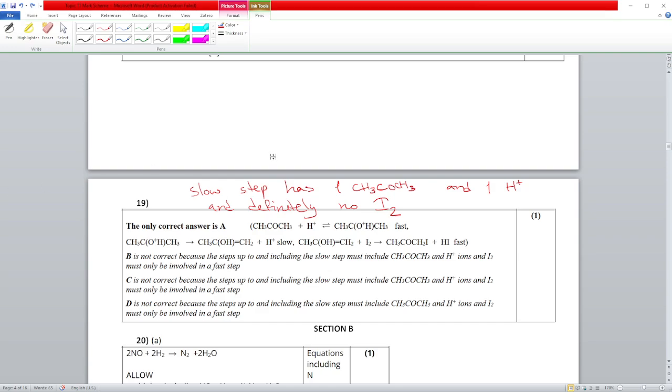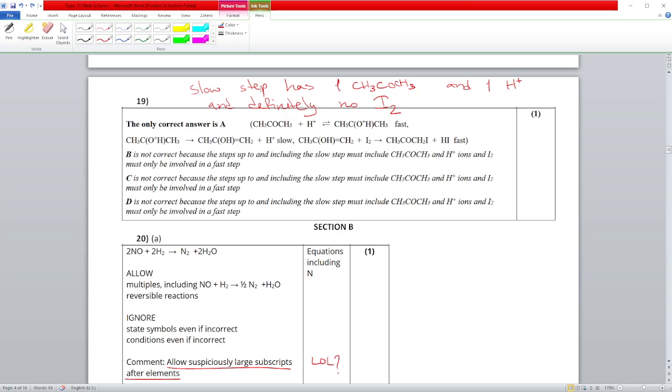Question 19, slow step has one of these, so it shows you, right? Rate is k times of this reactant, CH3COCH3, times H+. It's first order for the CH3COCH3, and it's first order for H+, and there is definitely no I2 in the slow reaction at all, because it doesn't show up in the rate equation. From that information alone, you can eliminate everything except A, because A is the only slow step that has no iodine in it. That's basically how they want you to figure this out.